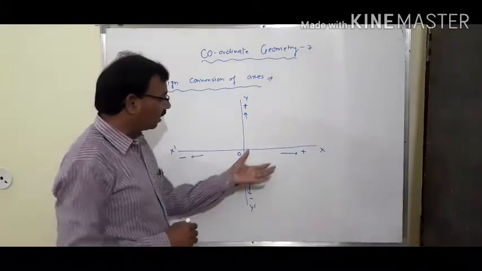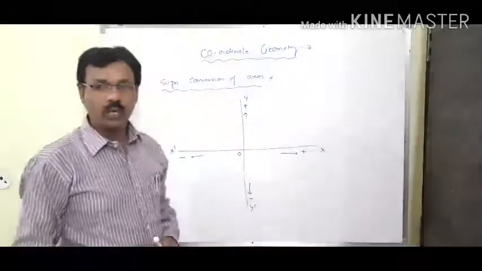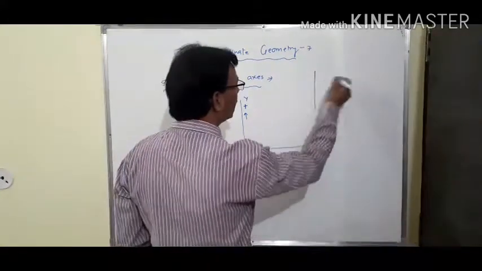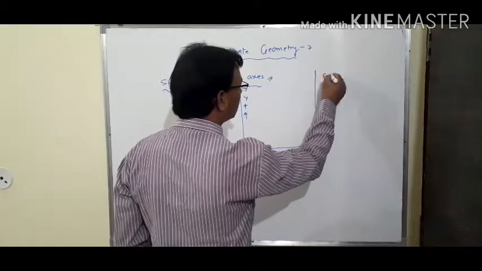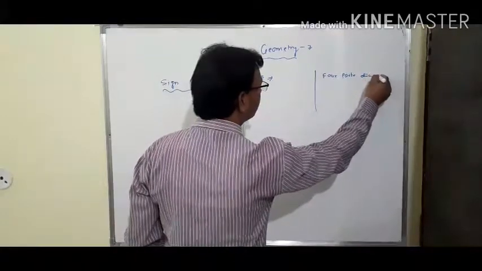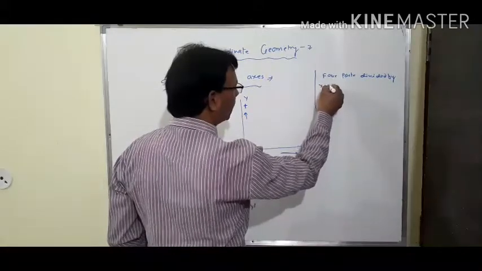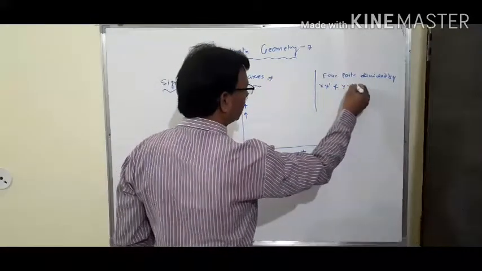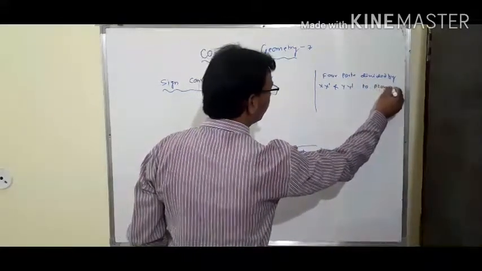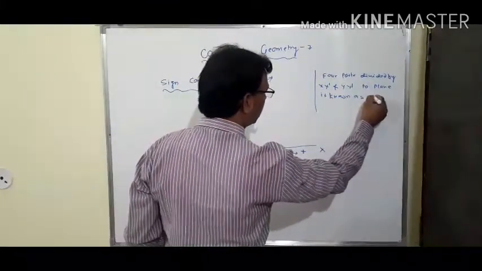Now, both lines divide the whole plane into four parts, and these are known as quadrants. The four parts divided by X dash and Y dash in the plane are known as quadrants.